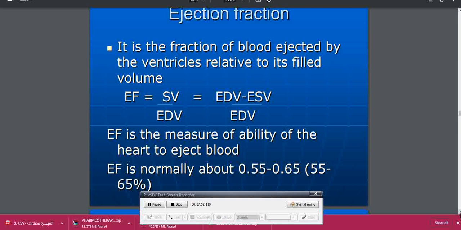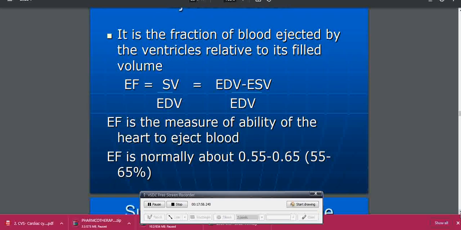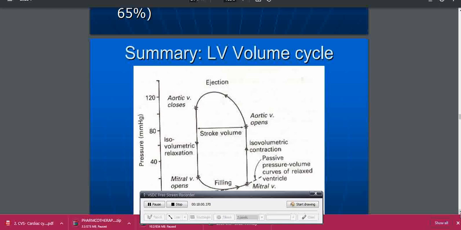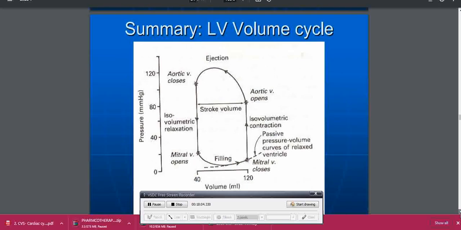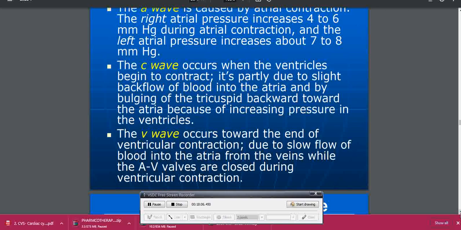The EF, or ejection fraction, is equal to SV over EDV. So you can just relate them proportionally. These are the ventricular volumes, and they are necessary for the next class. If you have that, you can be okay.